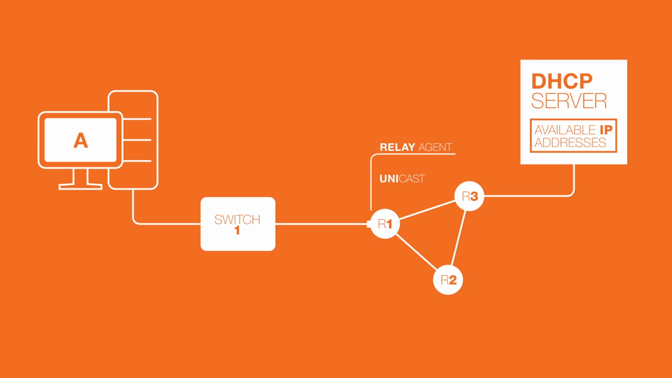The DHCP server, in turn, will send a DHCP ACK message. After the client gets the DHCP ACK from the relay agent, the client will now be able to start sending unicast messages from this IP address.